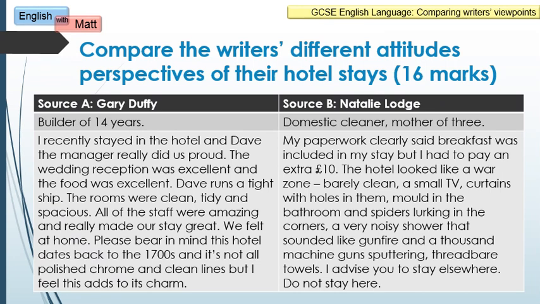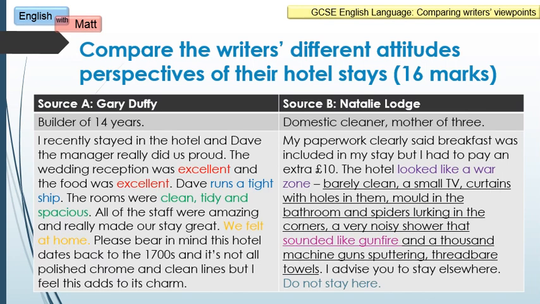So remember, the focus of this video is using short extracts to practice. So already you can probably guess what their attitudes are. Gary has a very positive attitude. He's very complimentary. He likes staying there, and he felt at home, as he says. But Natalie has the negative attitude. She is critical. She's judgmental. She is quite outraged, actually, I think, as well, about her experiences.